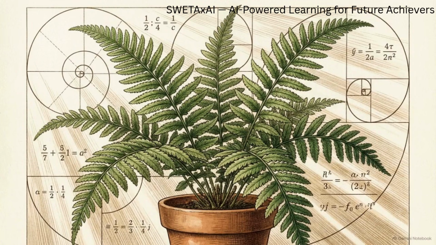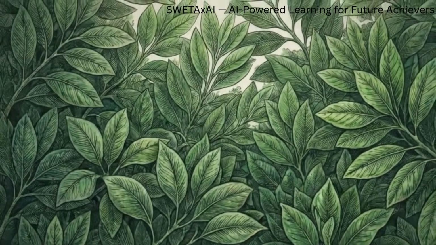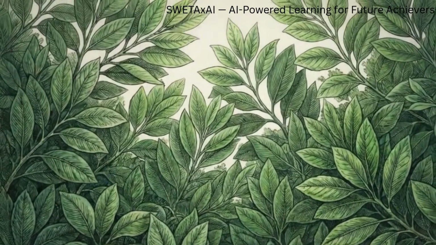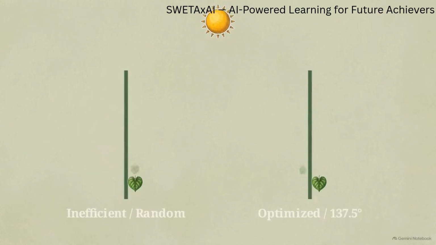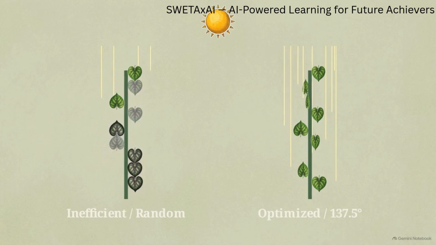They don't have the consciousness to calculate recursive sequences. Natural selection acts as a blind optimizer, running a ruthless million-year evolutionary tournament across the entire forest floor. Over generations, plants that accidentally drifted closer to this 137.5-degree angle captured more light.